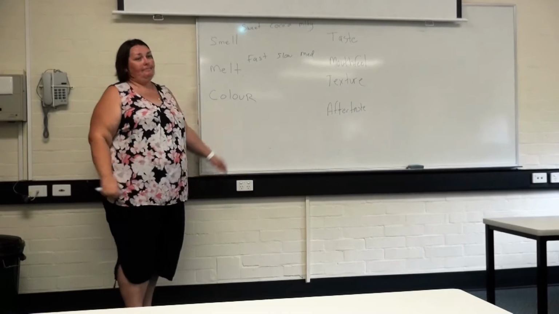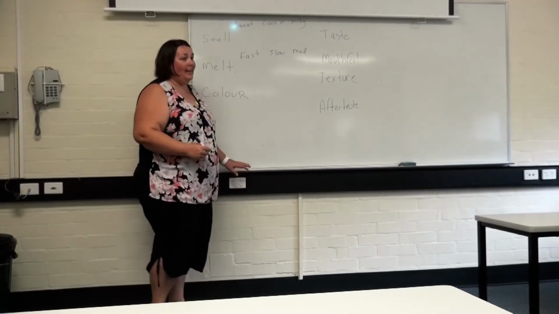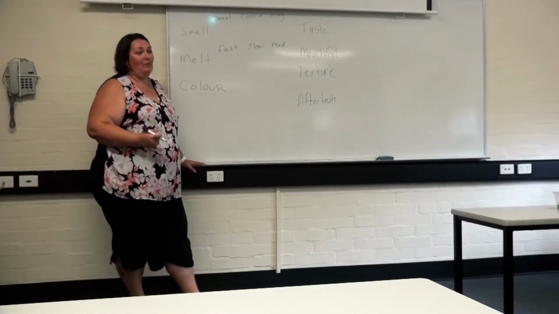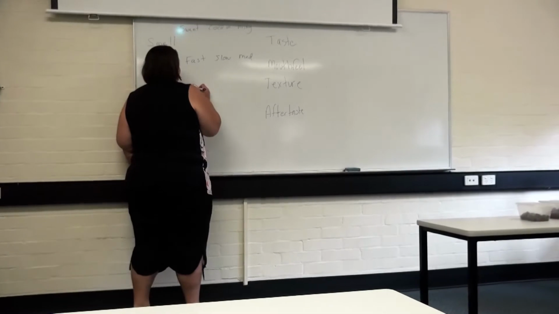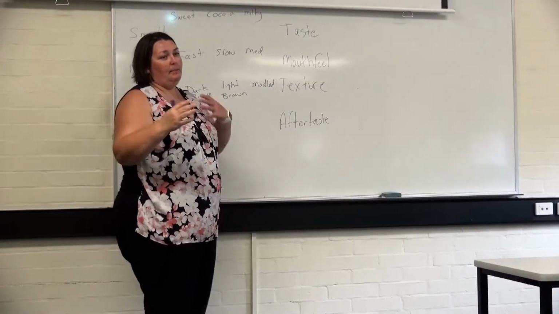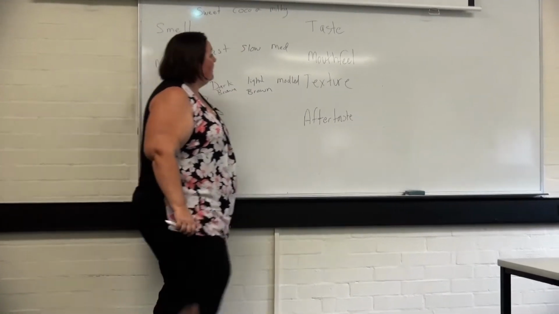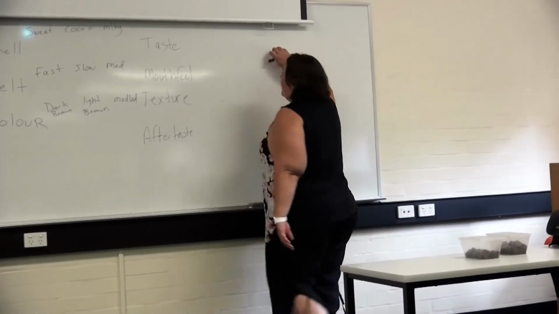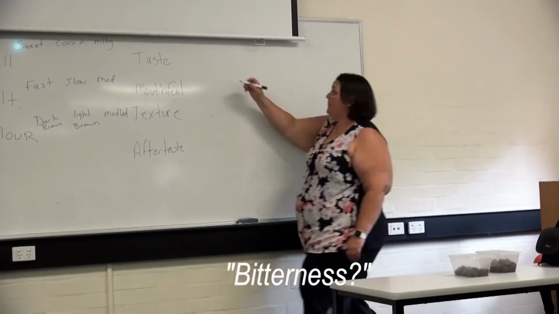What about color? What color do you think chocolate is? Yeah, brown. Okay, now do we want to add some adjectives around that? What kind of brown? Yep. Anything else? I'll put up mottled, which means that it's patchy. And then these ones we're going to assume are the same. All right, taste. What are some tastes that chocolate could have? Bitterness. Yep.